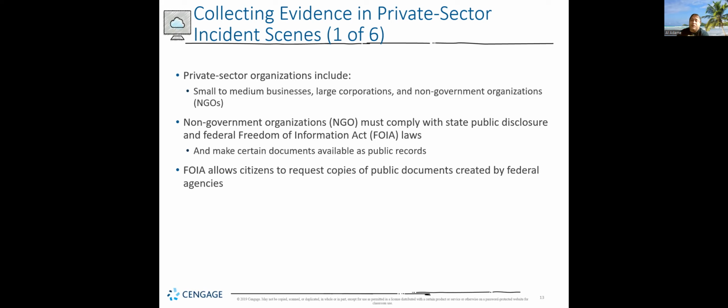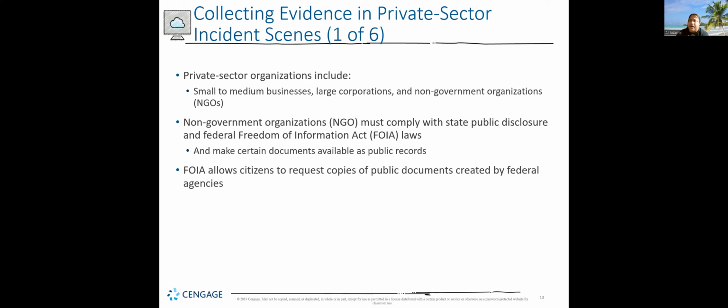But anyways, private sector organizations include small to medium businesses, large corporations, and non-government organizations, NGOs. So what's a non-government organization? Google, Microsoft, Apple, more corporations. But non-government organizations, RICO, it's a print company, protecting the organization. Conglomerates, organizations that have their hands in a bunch of million things, like Procter and Gamble.